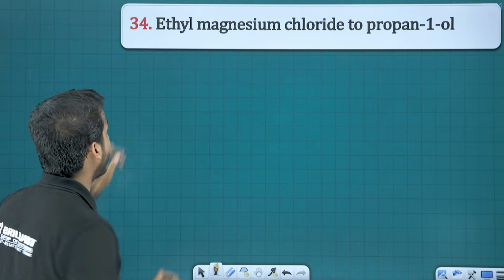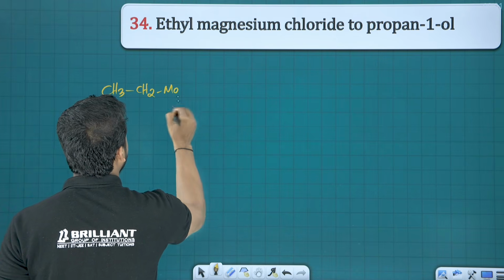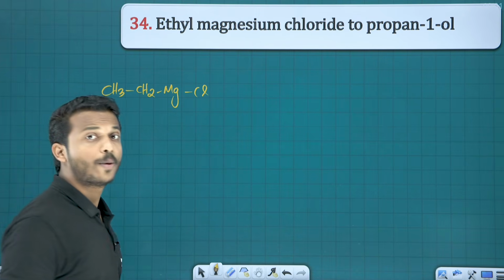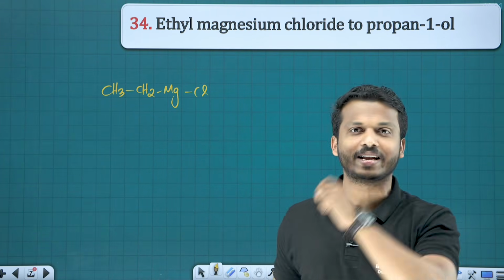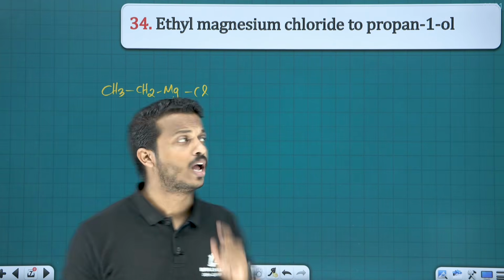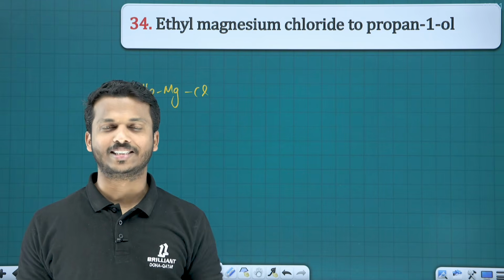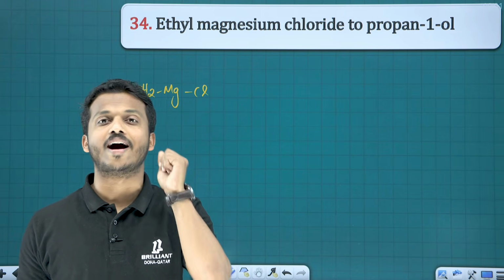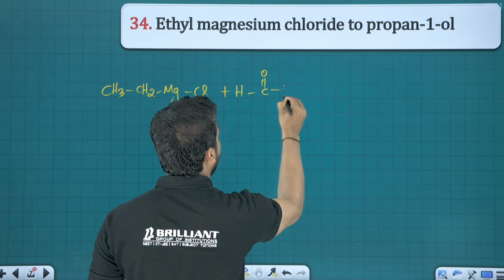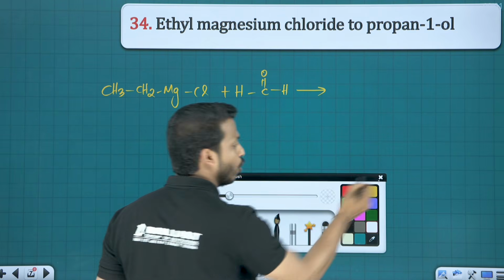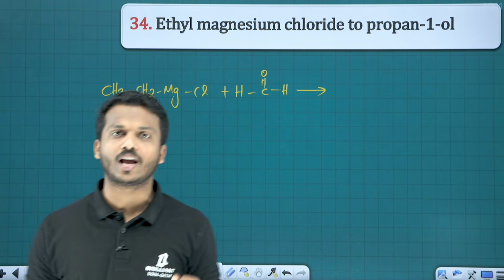Next one, ethyl magnesium chloride to propanol. Dear all, ethyl magnesium chloride is a Grignard reagent, right? From a Grignard reagent, how do we prepare a primary alcohol? We studied that any Grignard reagent treated with methanal, HCHO, will give you a primary alcohol. Grignard reagent reacting with other aldehydes gives a secondary alcohol. Grignard reagent reacting with any ketone gives a tertiary alcohol.